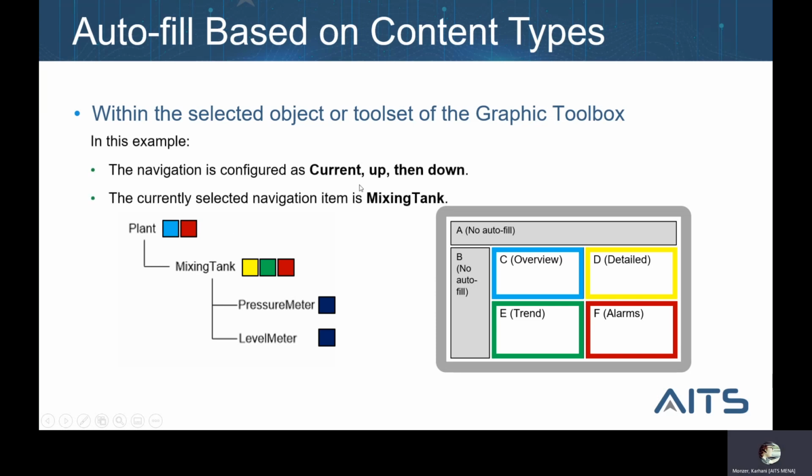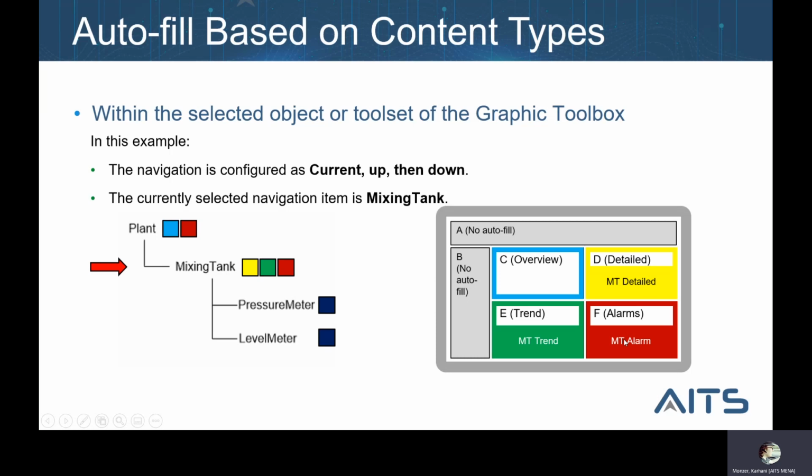And I have current, up, then down, and I'm clicking the current, which is mixing now. Once I click on mixing, the detailed pan will take the detailed symbol, the trend pan will take the trend symbol from the mixing tank, the current one, and the alarm pan will take the alarm symbol. If C is an alarm and I have another alarm, it will take it. But in this case I have 2 alarms here, so there can be multiple tabs, and I can swap between one alarm and another alarm.